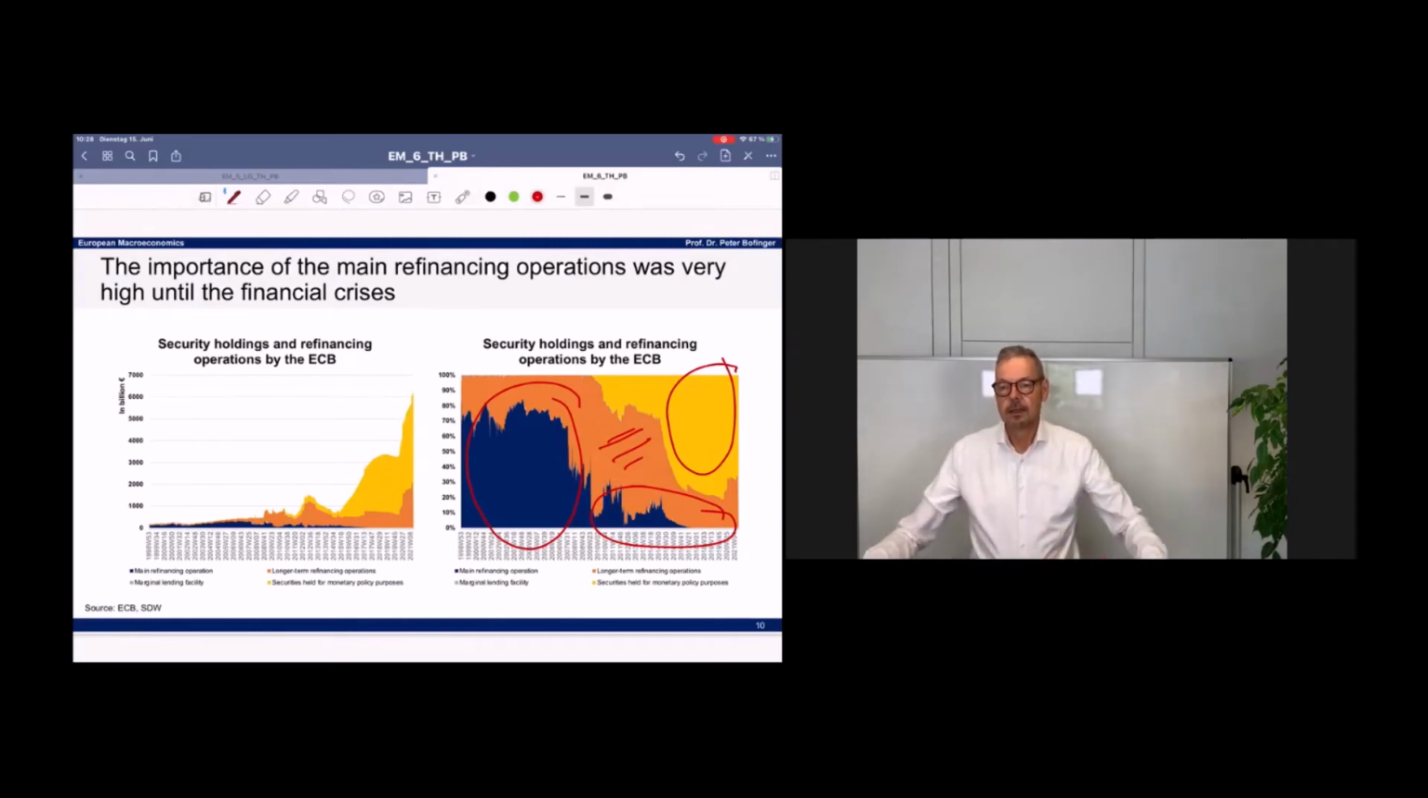And since then, the bulk of the supply of reserves comes from the purchase of securities by the ECB. So it's quite interesting, I think, to see this shift in the operations, and this shift in the importance of the instruments reflects also the shift from conventional monetary policy, which mainly targets short-term rates, to unconventional monetary policy, where the targeting of longer-term interest rates plays a decisive role. Maybe the chart here on the left is not that relevant. It's in absolute terms, but here you see the importance of the instruments in relative terms.